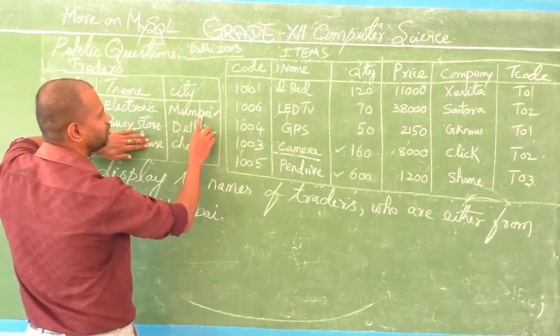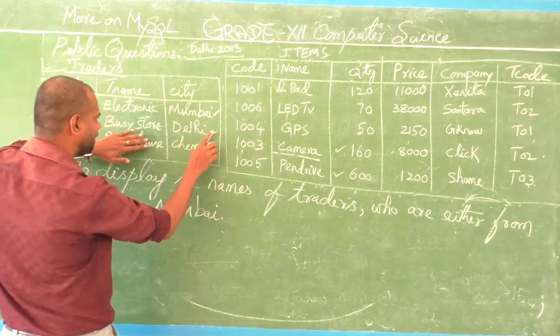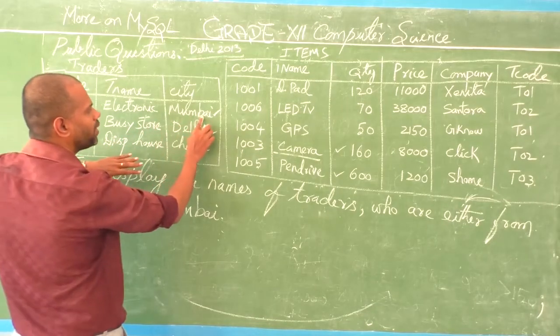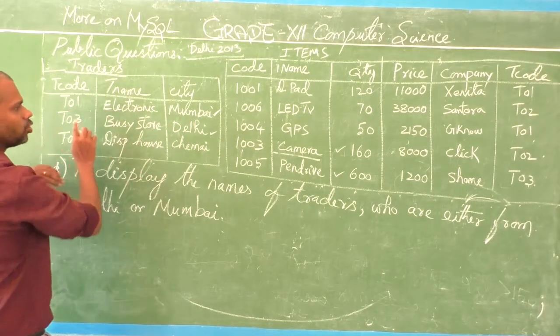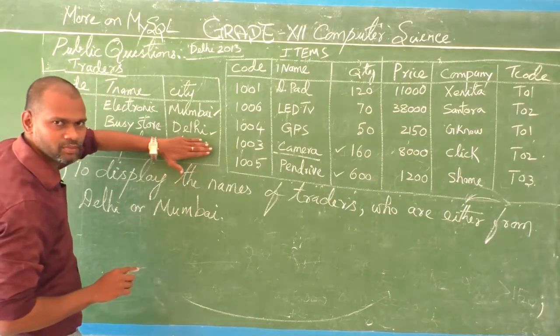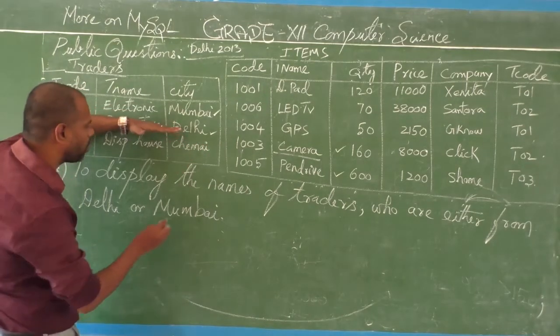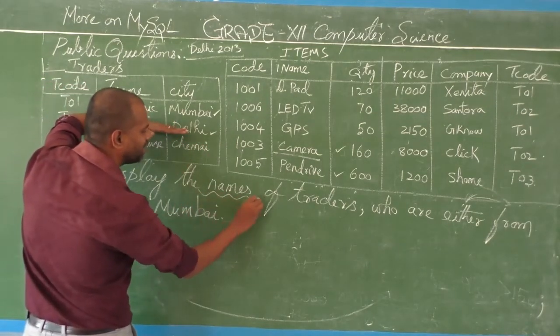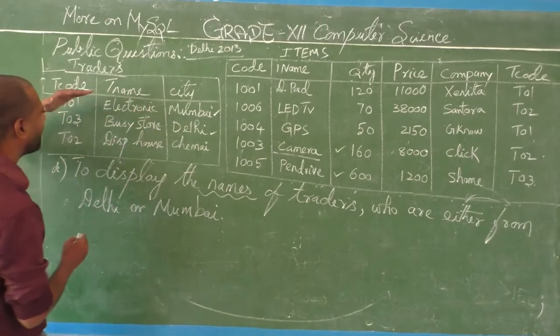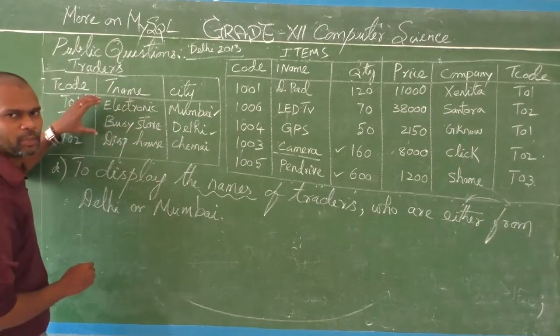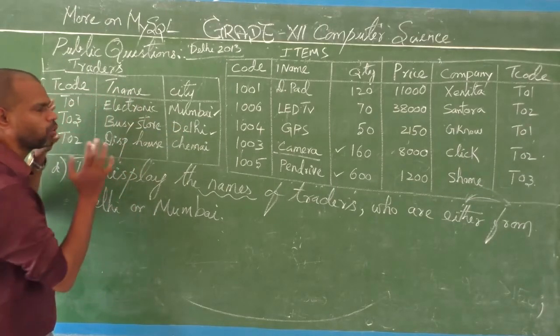So if they are in Delhi, this line is selected. If they are in Mumbai, this line is selected. So you should not see the Chennai line. These two lines only you have to see. And what column have they given? They have given the trader's name. So only Electronic and Busy Store should appear. So this is what they are expecting.